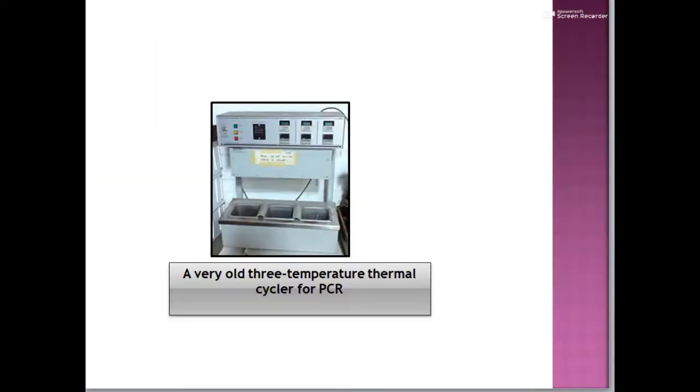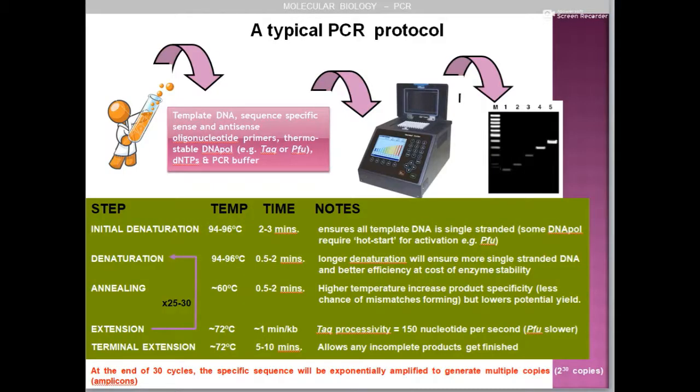Now, this is the old 3 temperature thermal cycling PCR. Of course, that was the old one, but right now there are different versions. You can just Google search and you will get different versions of PCR. This is also an old version, but you can come across different models of the same PCR. But the basic principle is just the same.